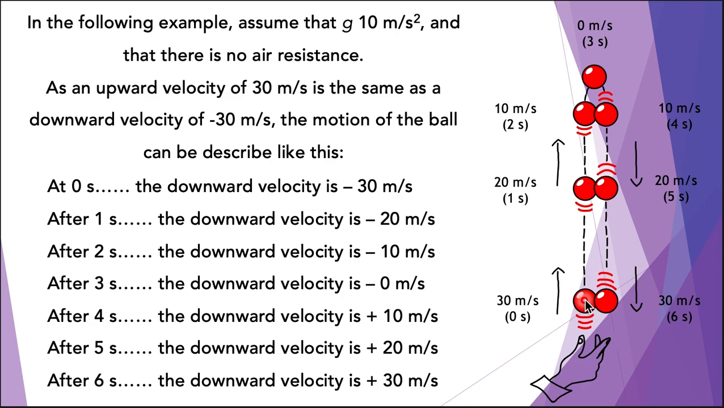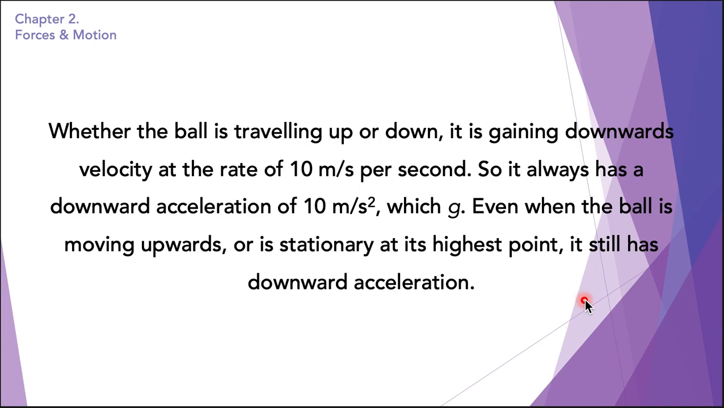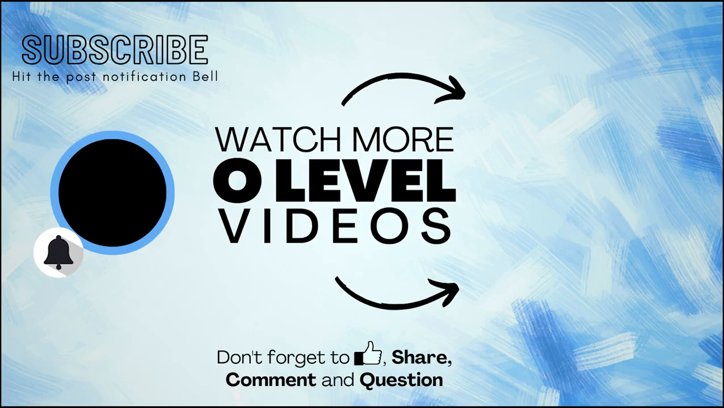Because the gravitational field strength has a force on us, we always have a downward acceleration of 10 meters per second squared, which is also called g.